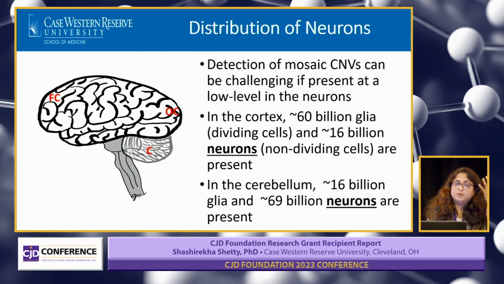One thing we know about the brain is that in the largest part, the cerebrum, the cortex, there are about 60 billion glial cells. The glial cells are the supporting cells for the neurons. So you have the neurons and the glial cells, and they're present in billions.